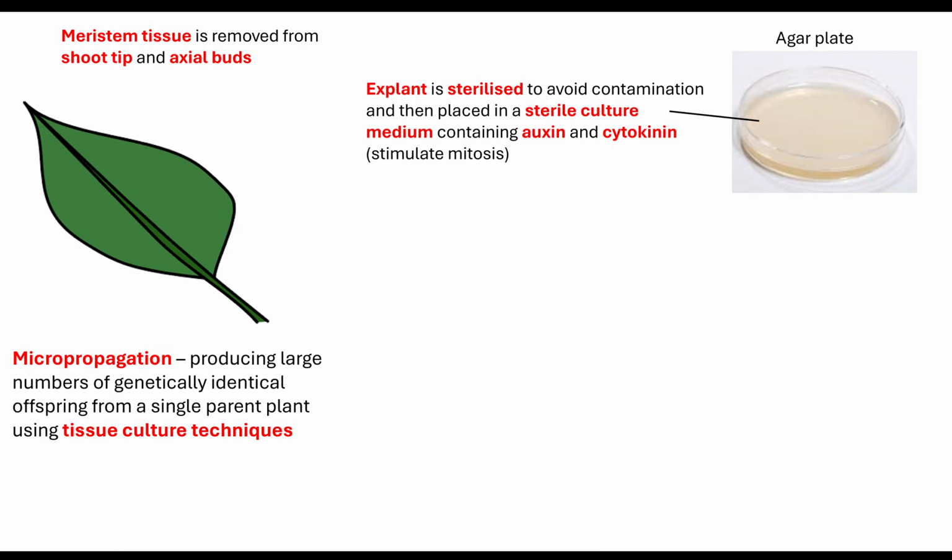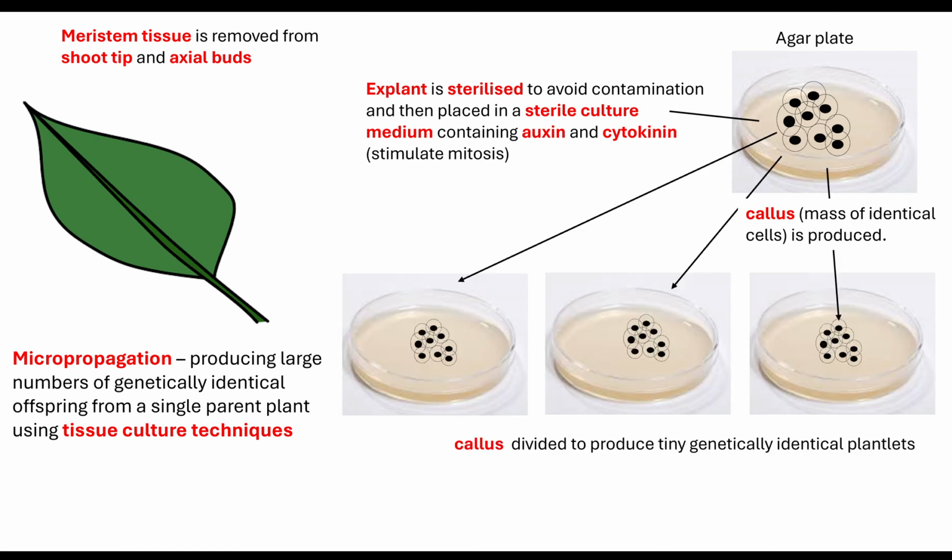Now again, this culture medium actually contains auxins and cytokinins. Now these are to stimulate again mitosis, because what we want to get is what's known as a callus. Now a callus is a mass of identical cells that is produced inside the plant. So a plant producing a mass of identical cells is called a callus, and what we would then do is we would take that callus and we would split that callus up, divide it to produce tiny genetically identical plantlets.